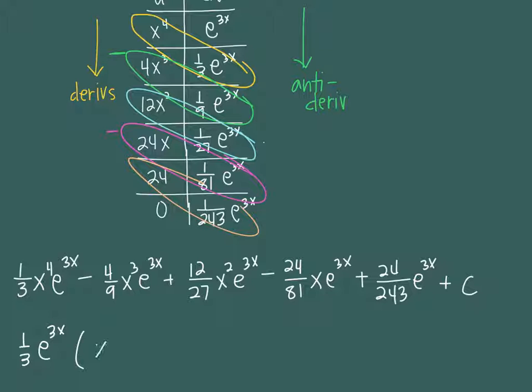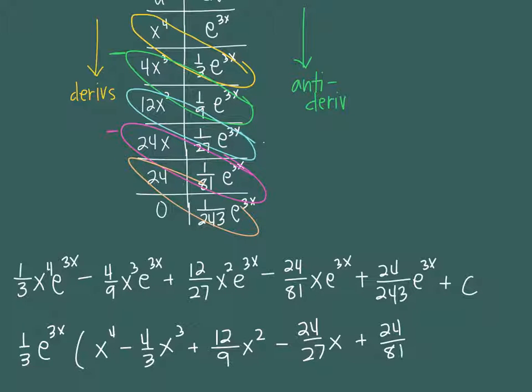And so that would leave me with x to the 4th minus 4/3 x cubed plus 12/9 x squared, which 12/9 can reduce, minus 24/27 x, which also can reduce, plus 24/81, which also can reduce, and then still plus c is outside of the equal sign. So you'll want to reduce your fractions if possible.